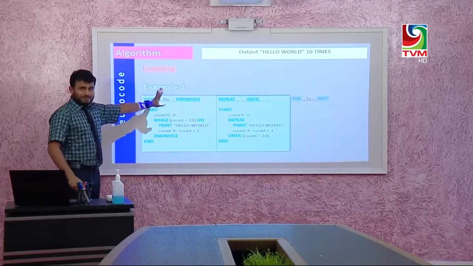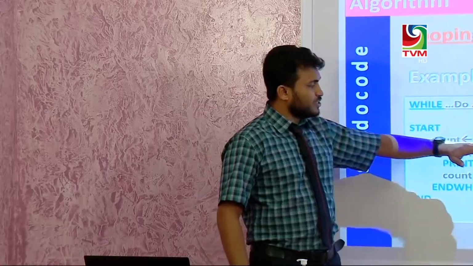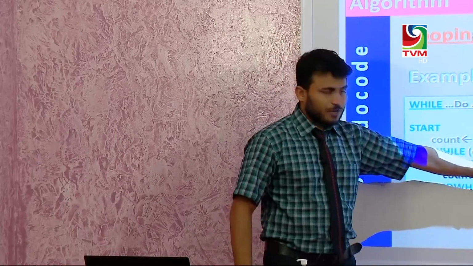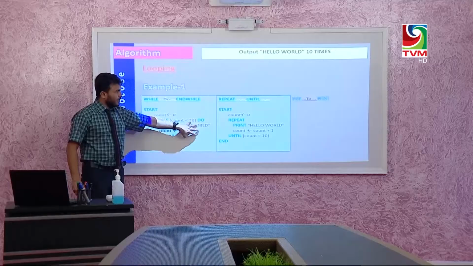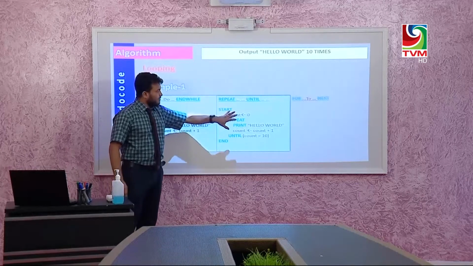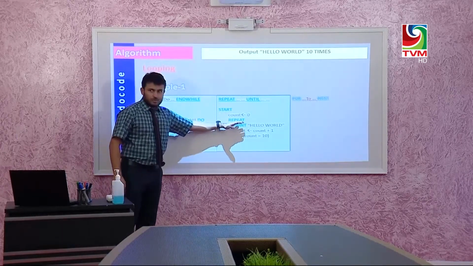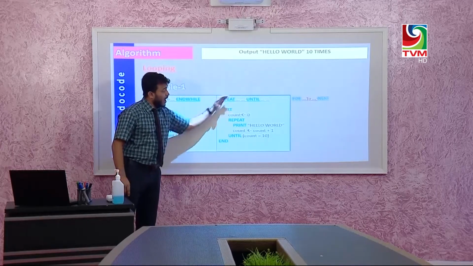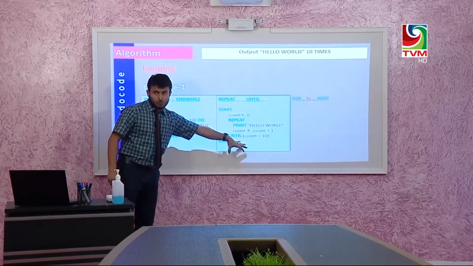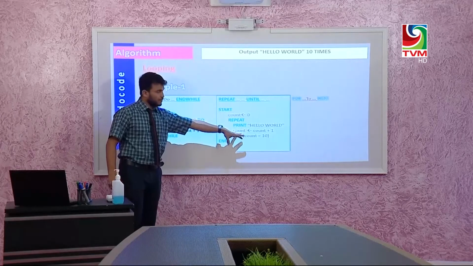So you can now see the difference between both loops. In while, do, end while, if the condition is true, the set of statements will be executed. In repeat until, if the condition is false, this set of statements will be executed. So this loop will execute until the condition is true.